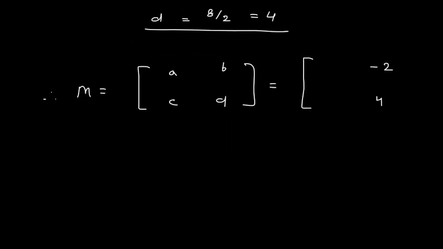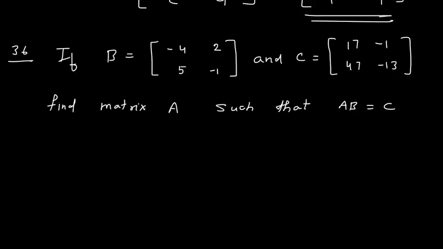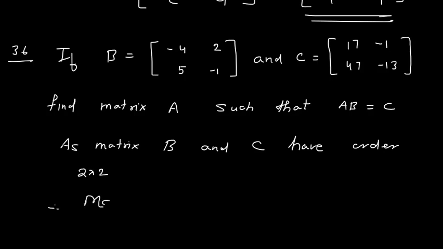So here in the last question, B and C are given and we have to find matrix A such that AB is equal to C. Now B is 2 by 2, C is 2 by 2, therefore A is also 2 by 2. As matrix B and C have order 2 by 2, matrix A also has order 2 by 2. So let A be equal to [a, b; c, d].